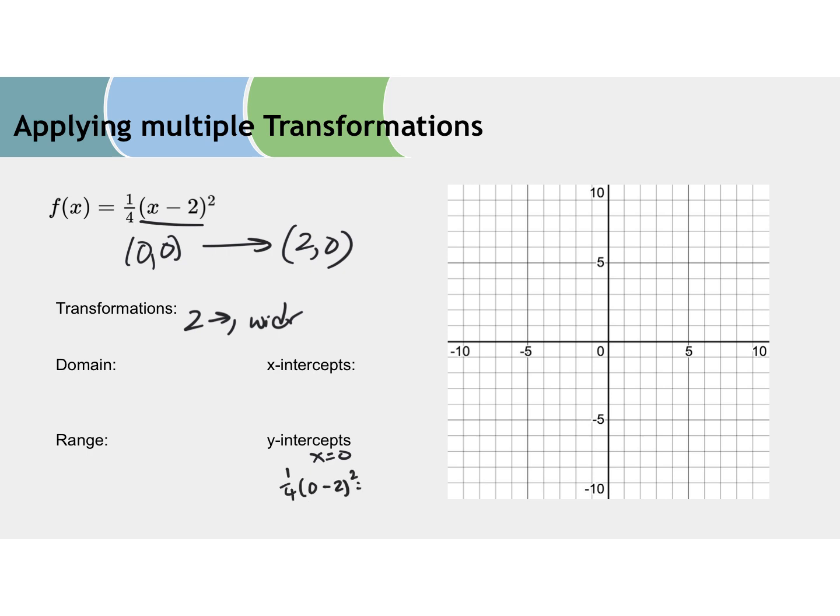So if I plug in 0 for x and solve, I get 1/4 times negative 2 squared, which gets me 1. So these are my 2 points to use, 2, 0 and 0, 1. And so we can kind of look right here. If I went up 1 over 2 to get that y-intercept, I can go up 1 over 2 the other direction. So you can already see that this graph is, in fact, wider.